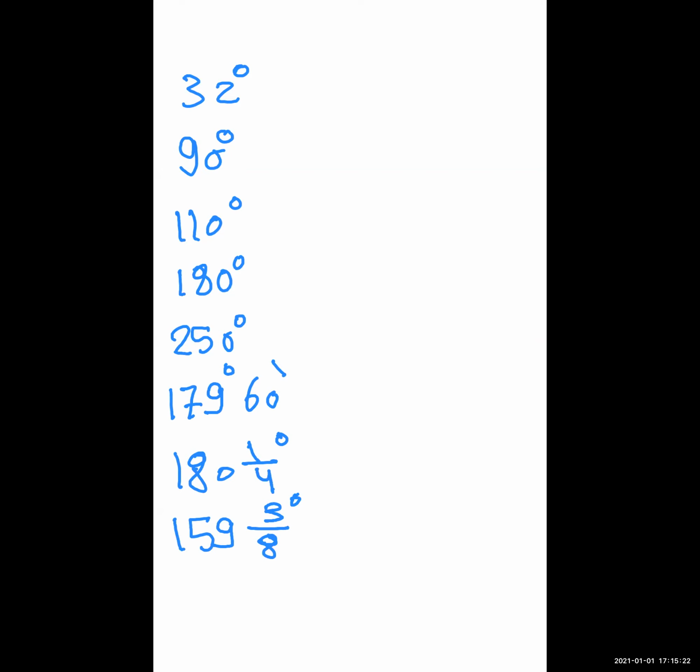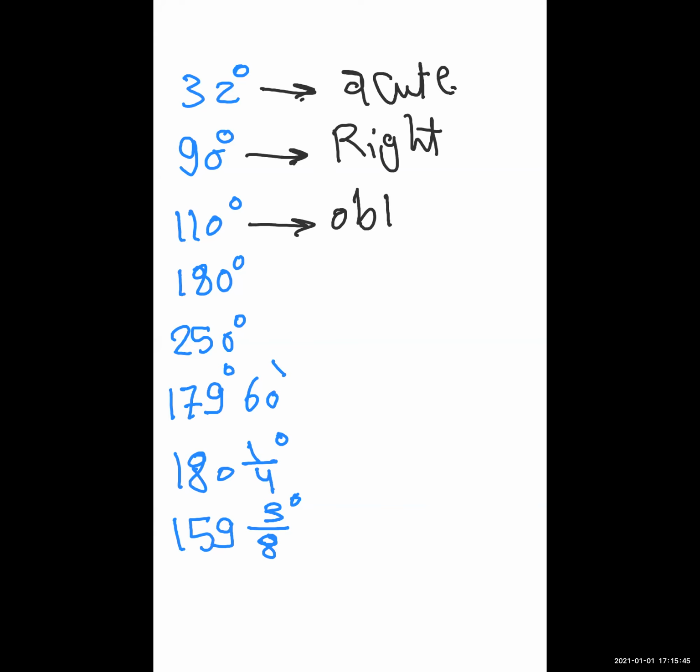So simply, guys, the first one, we said that if it's greater than 0 and less than 90, it's an acute angle. So this one is acute. 90 exactly, so it's right. 110 is greater than 90 and less than 180, so in this case it's obtuse. 180, we said that it's a straight angle.